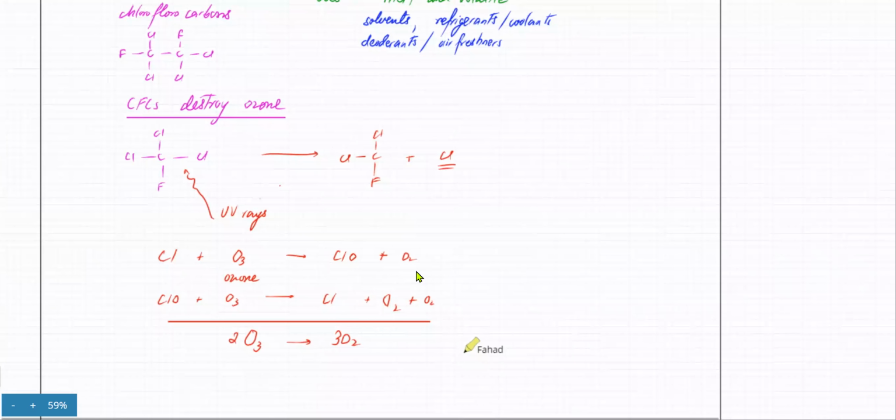So CFCs destroy ozone. But the condition for that is that the CFC must reach the upper atmosphere, and it will probably reach the upper atmosphere because it's a volatile substance. It's going to be in a gaseous state. Is this clear?